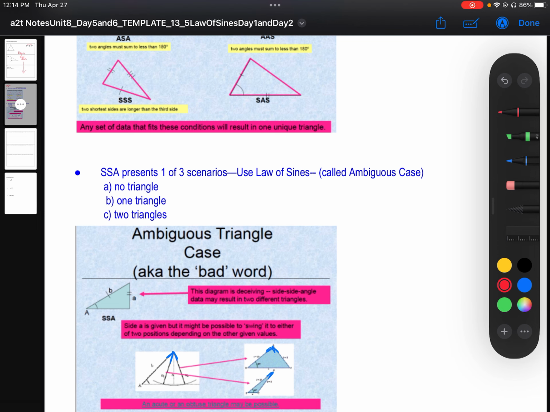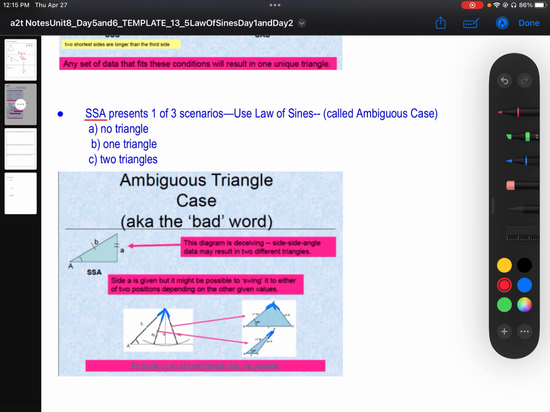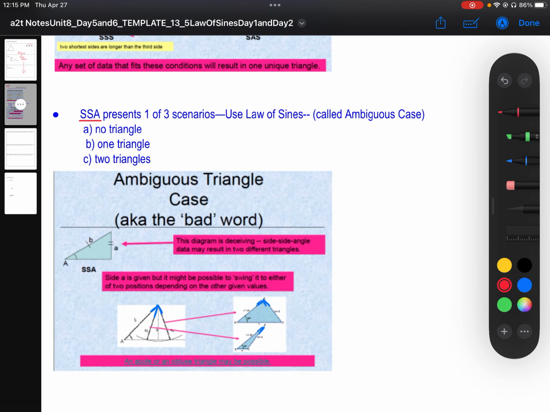Then we talked about the ambiguous case a little bit, side, side, angle, and how it is kind of deceiving how this triangle here is drawn out. This side A is stated, however, we're not sure if this angle is necessarily acute. It could be obtuse. So what we were going to do is use law of sines to determine if there is one triangle possible, two triangles possible, or no triangle possible. It's possible to get a domain error saying there's no triangle.